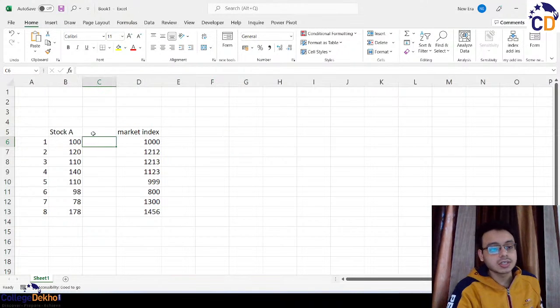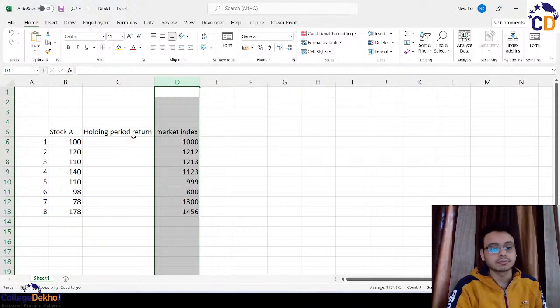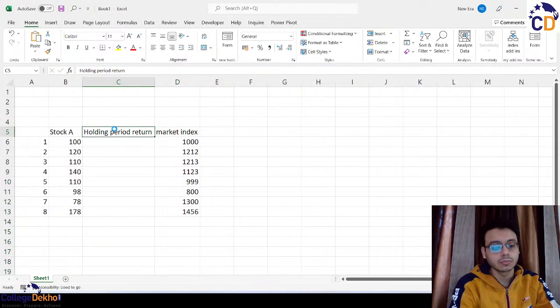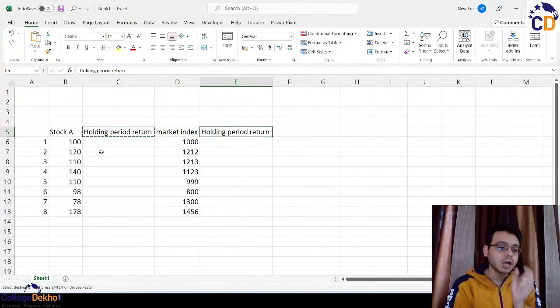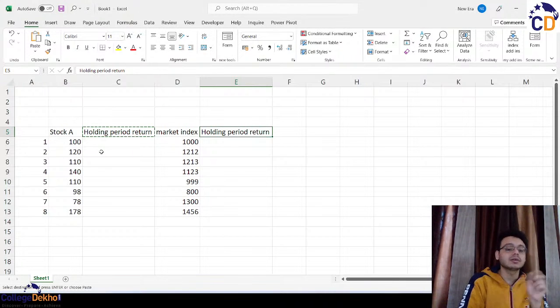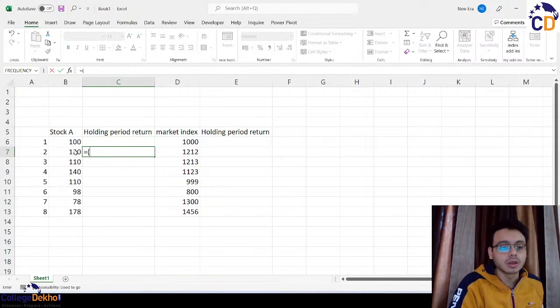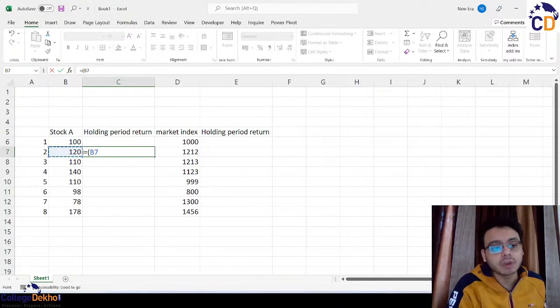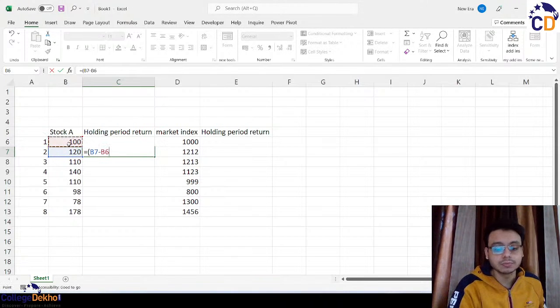The first thing we have to calculate is the holding period return. Holding period return is nothing but the percentage return between the prices. It's your final value minus your initial value, divided by the initial value, as we used to do in school. Obviously, this is done from day 2, because if we start from day 1, we do not have an initial value before day 1. Final value minus this initial value, divided by this initial value.